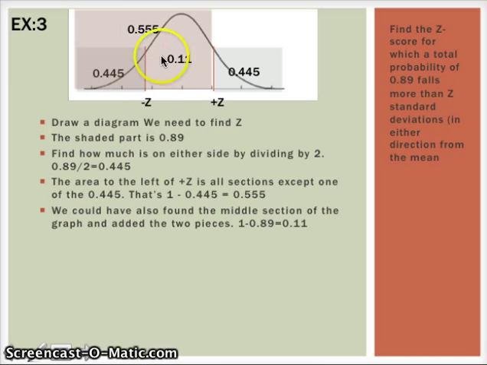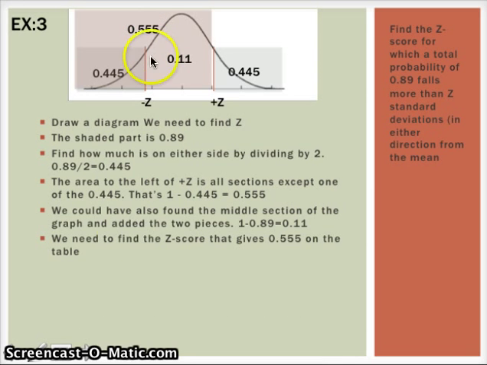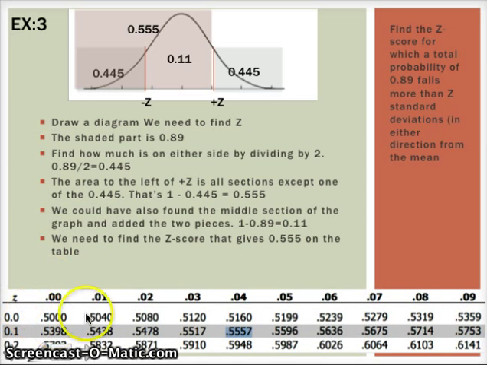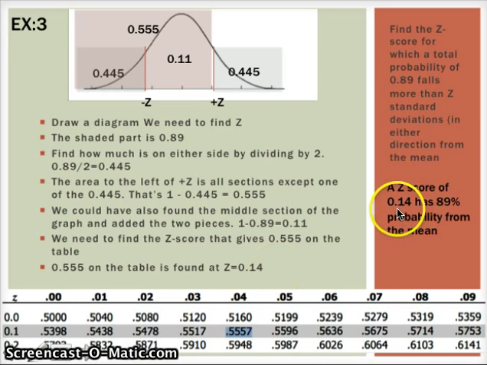But now, in order to get the answer, remember what we're looking for is the z down here. We need to look on the table and see where we see this 0.555 on the table. We need to find the z-score that gives 0.555 on the table. So we look at the table, and the first number here that has 0.555 is this here, and that is a 1, 0.1, and 4. So it's found at 0.14. That means that a z-score of 0.14 has an 89% probability from the mean.